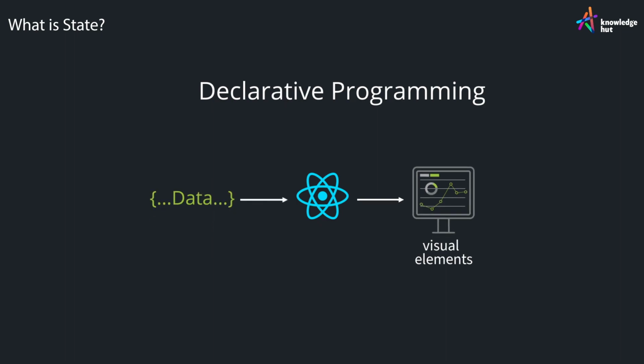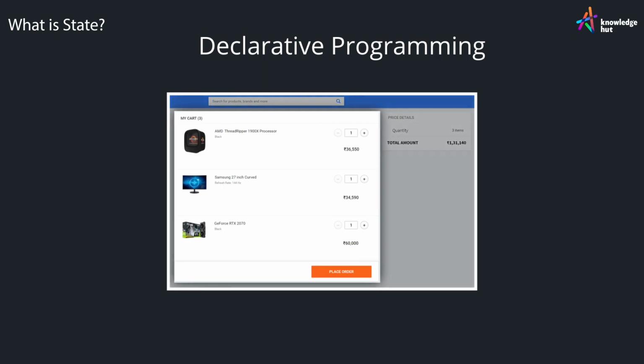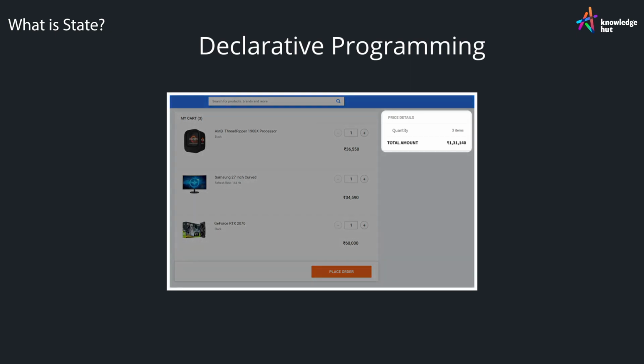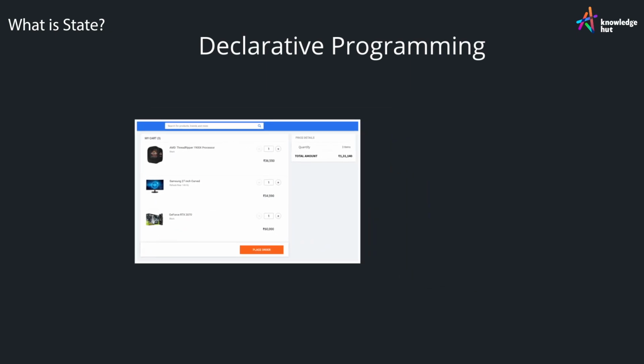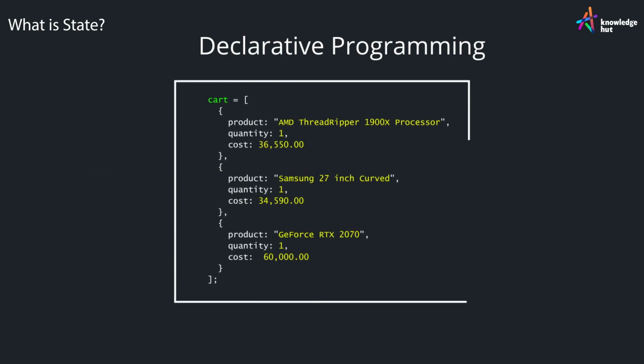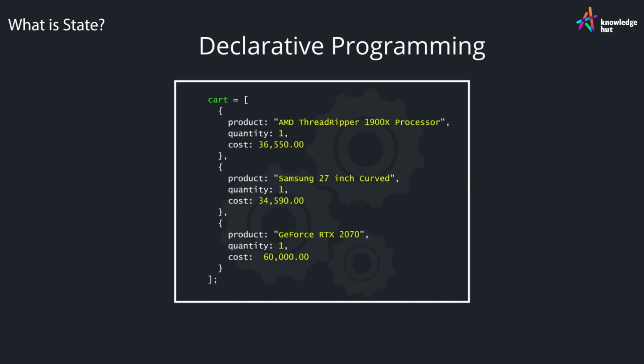To understand this better, here's a typical user interface for a checkout screen on an online shopping site. Here you can see a list of items that the user has added with quantity and cost, and you can see the total amount at the bottom. If we separate the data from the visual elements that you see, then we'd get something like this. We simply have an array of products with the per unit cost and quantity purchased. This is the data that drives our interface.